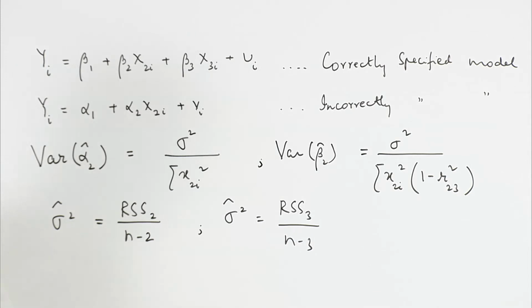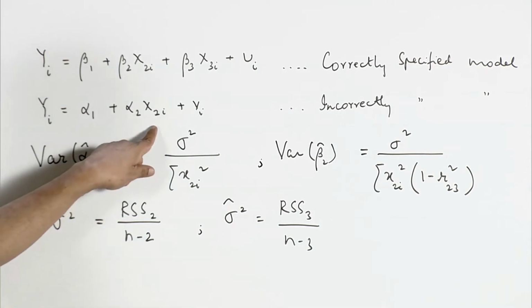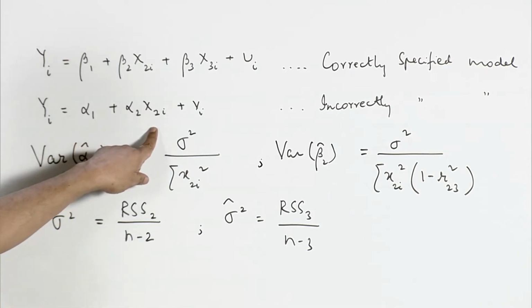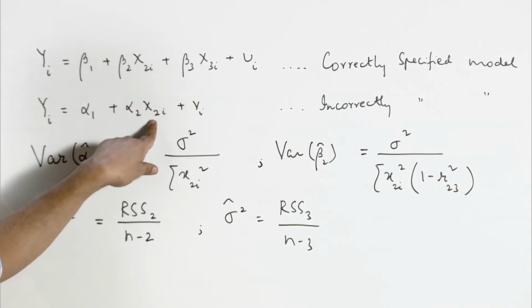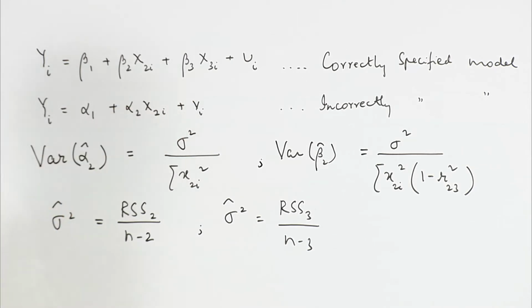Therefore, not only is the estimate biased, the estimated variance of the coefficient is also not correct. Therefore, the entire estimation procedure leading to the t distribution or any other distributions gets affected. So, the entire estimation procedure is not correct if we incorrectly specify the model and leave out a variable which happens to be a relevant variable.